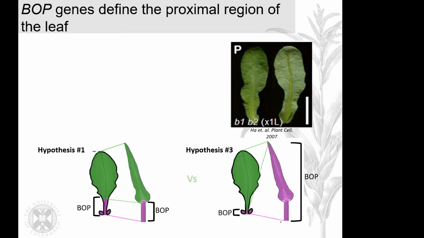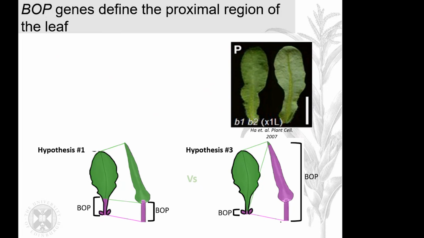We said, if hypothesis 1 is true, we would predict that the BOP genes that control petiole identity would only be expressed in the sheath region. Whereas if hypothesis 3 is correct, the BOP genes would only be expressed in the lower leaf zone of the eudicot, and they would be expressed throughout the grass leaf.